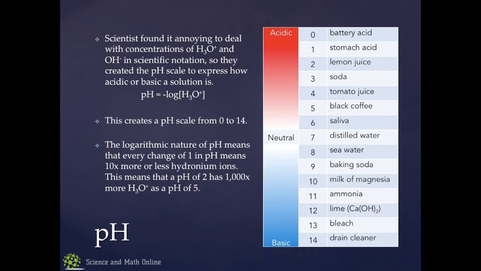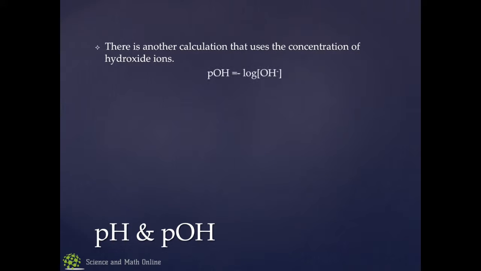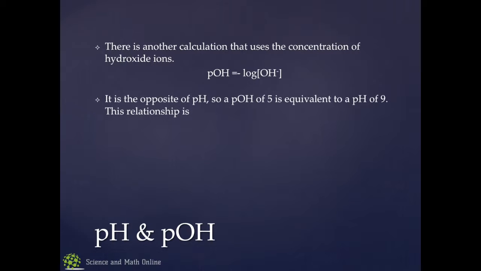And so that's pH. As I mentioned earlier, there's also pOH, which is based on the concentration of hydroxide ions. It's done exactly the same way, negative log of hydroxide. pH and pOH are opposite of each other. So a pOH of 5 is equivalent to a pH of 9, because they're always going to add up to give you 14. And so we can interchange between them pretty easily.